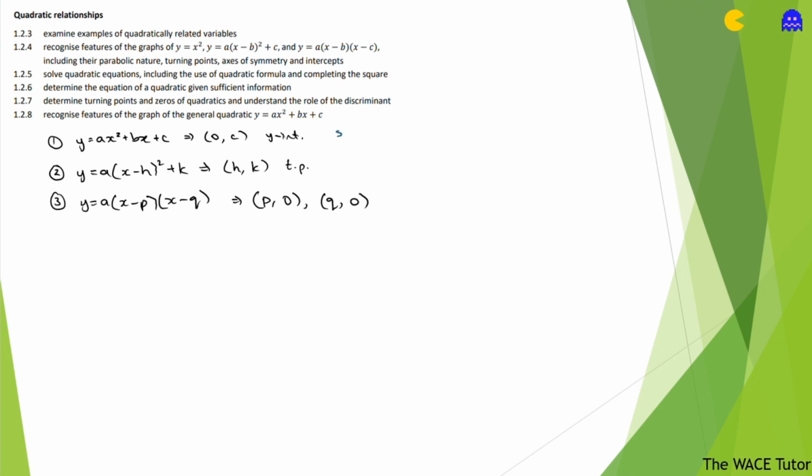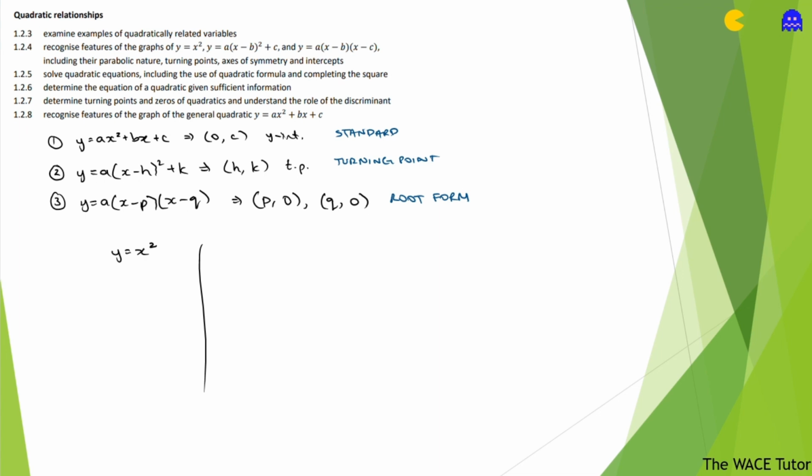Okay, so these are our really important points here. This is our standard or general form. This is our turning point form. And the final one is our root form or x-intercept form. All right. Now the first thing I want to look at as a standardized sort of way of representing things is I want to look at our y equals x squared.